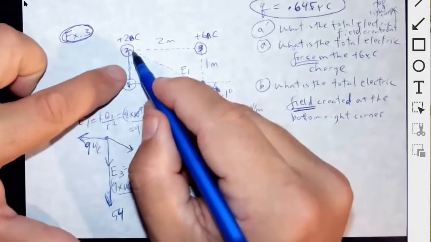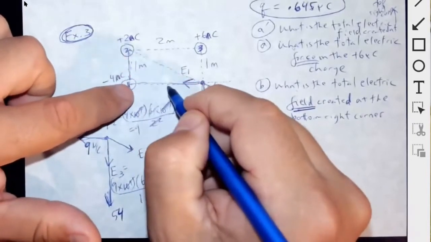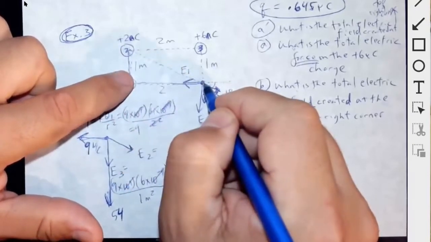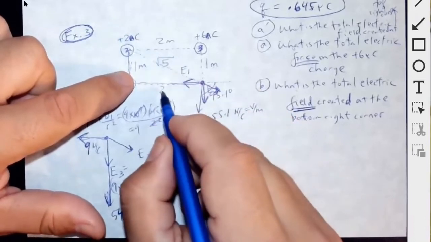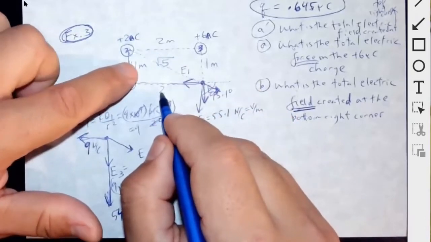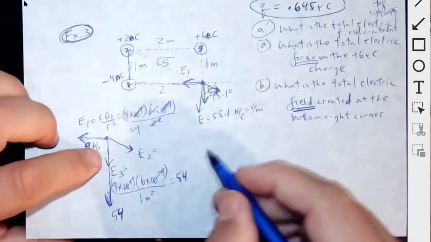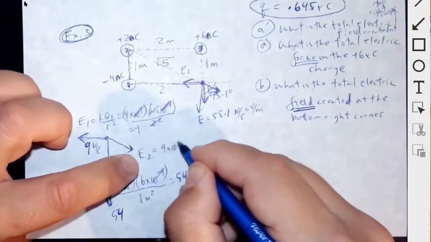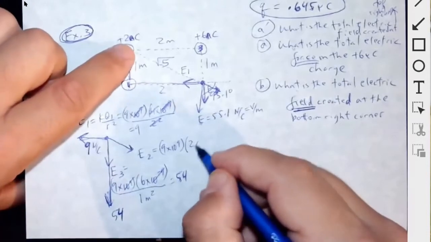Okay, let's figure out this distance. If this is 2, right? So that distance is going to be what? Square root of 5, right? 2 squared, 4 plus 1, 5, square root of 5. So then the vector E2 is going to be what? 9 times 10 to the 9th times the charge of that, which is 2.